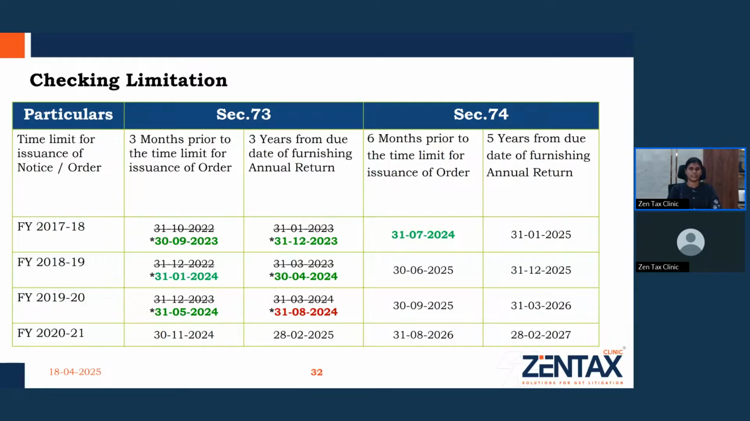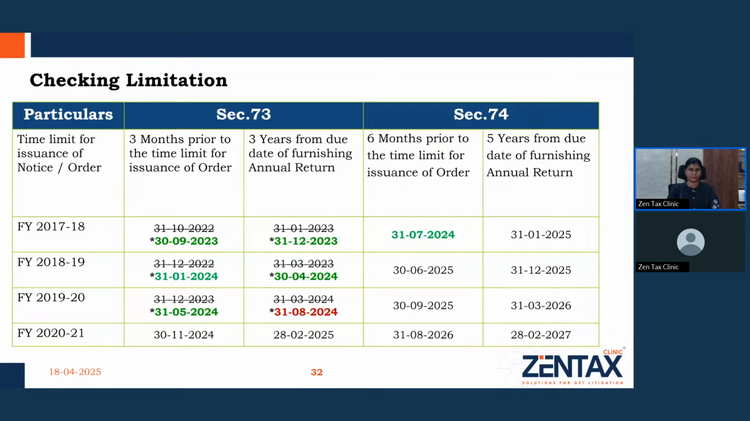The time limit differs if the notice is issued under 73 and 74. In case of section 73, for financial year 17-18, the time limit to issue an order shall be 3 years from the date of furnishing annual return. However, to issue order within 3 years, the SCN has to be issued at least 3 months prior to the time limit for issuance of order. So this is the table which clearly gives distinction between section 73 and 74.